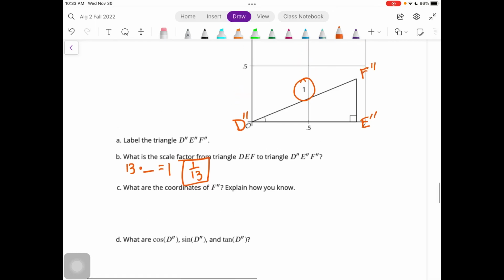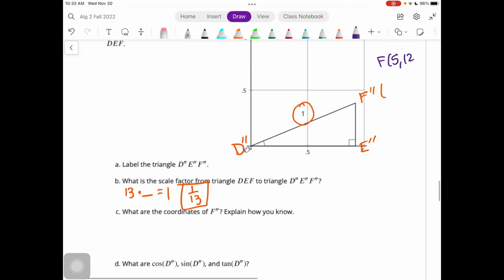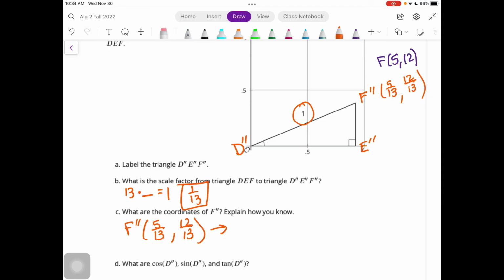All right, so what are the coordinates of F? So remember that F was 5, 12. So we want 5 times 1/13, which is 5/13, and 12 times 1/13, which is 12/13. So F double prime is 5/13, 12/13, because we took F, which was 5 and 12, and we multiplied by that scale factor of 1/13.